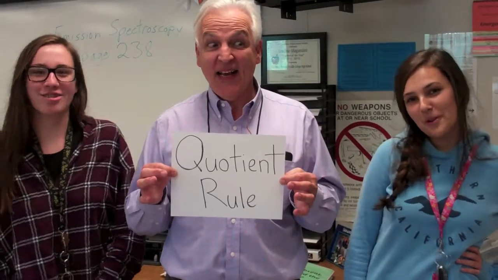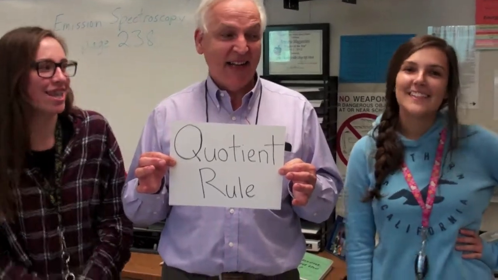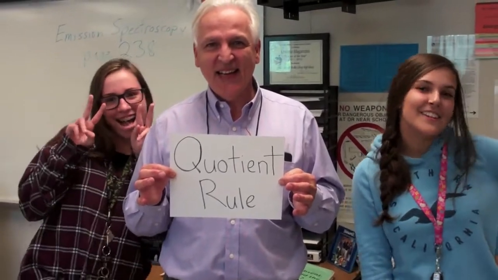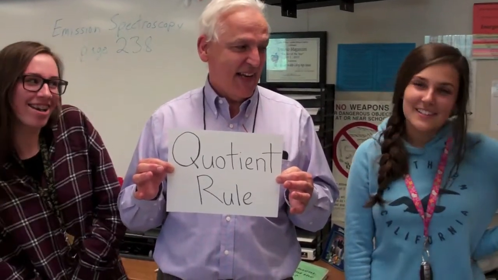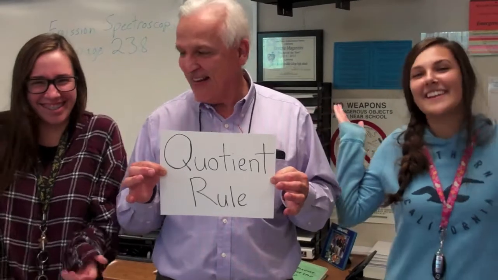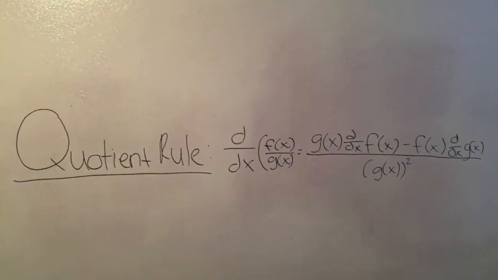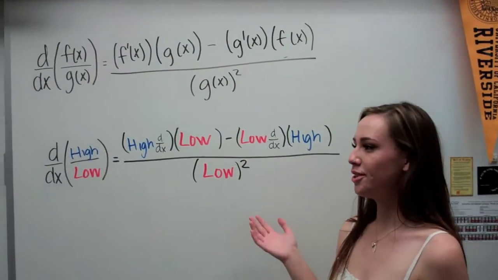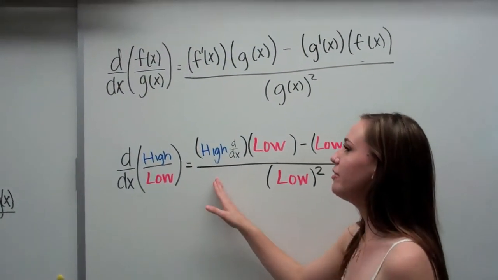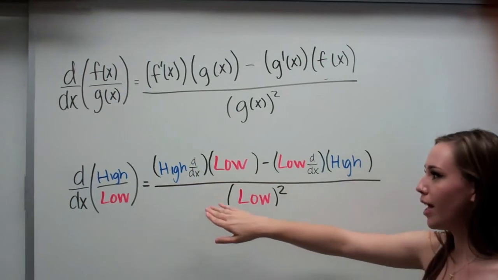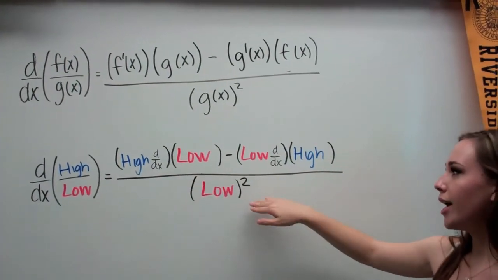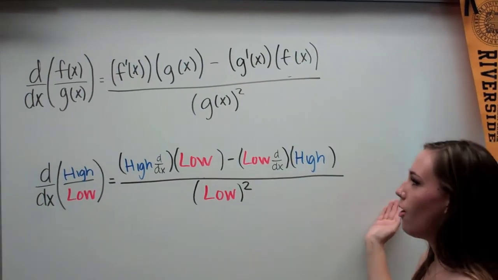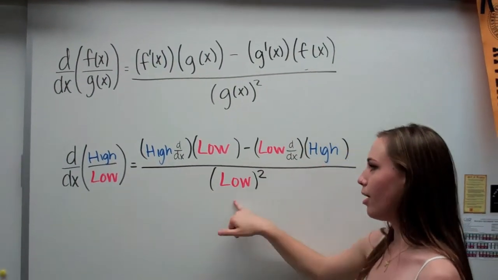The quotient rule is another way to differentiate. Used with fractions, it's a bit more complicated. This is how you do the quotient rule. You take the derivative of the top and then multiply it by the bottom. And then you subtract it by the derivative of the bottom and then multiply it by the top. And all of that is over the bottom square.